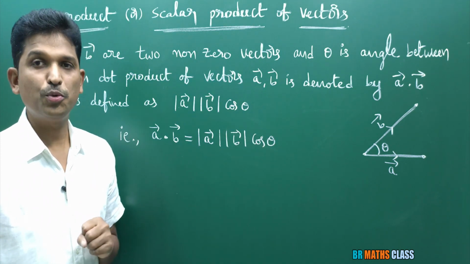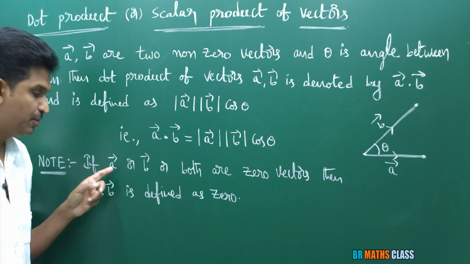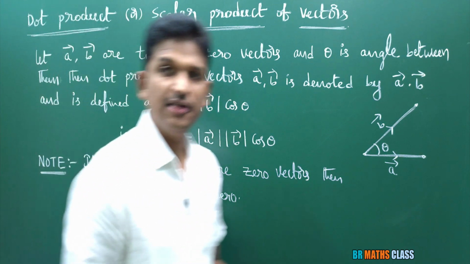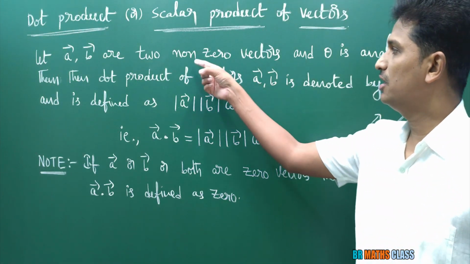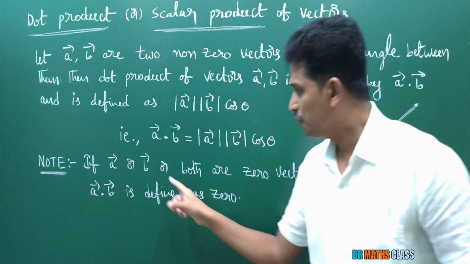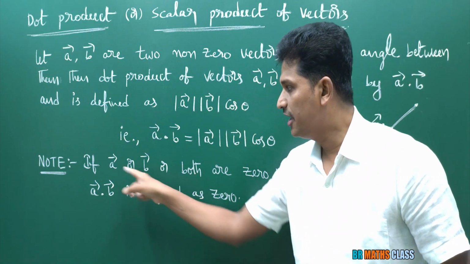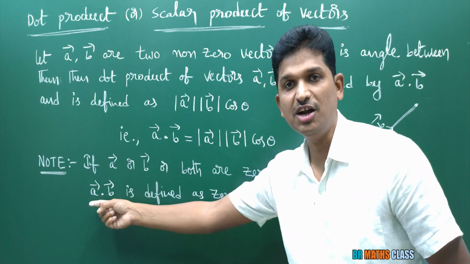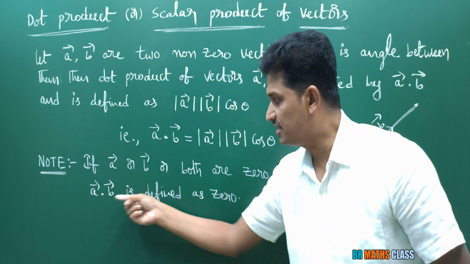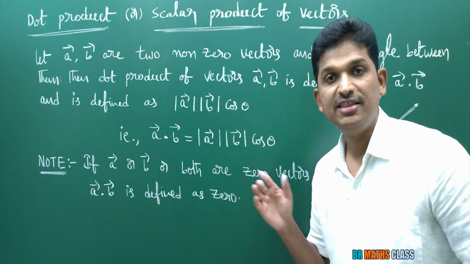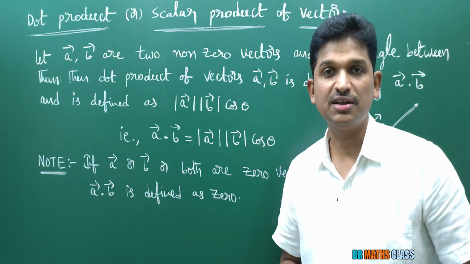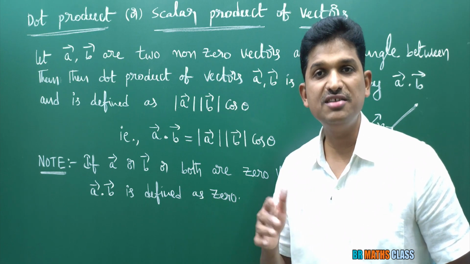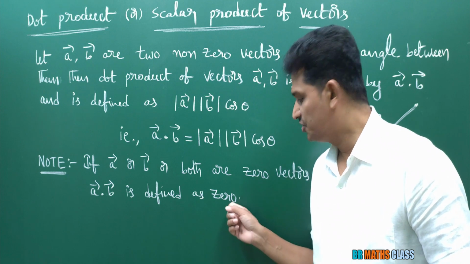Here, one important note point is there. What is that? If a bar or b bar or both are zero vectors. In the definition I mentioned, a bar comma b bar are two non-zero vectors. In case both a bar, b bar are zero vectors or any one of them is a zero vector, then their dot product is defined like this. The dot product of vectors a bar comma b bar is defined as 0. This is the definition. So, if either a bar or b bar or both are zero vectors, then what is a bar dot b bar? A bar dot b bar is 0.